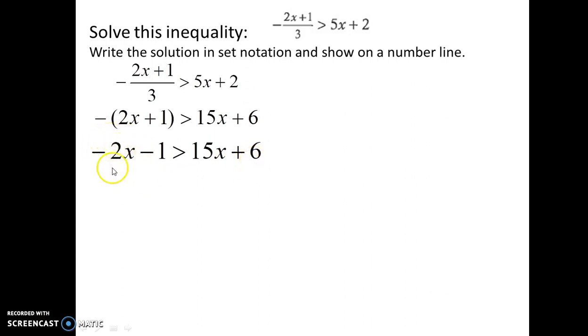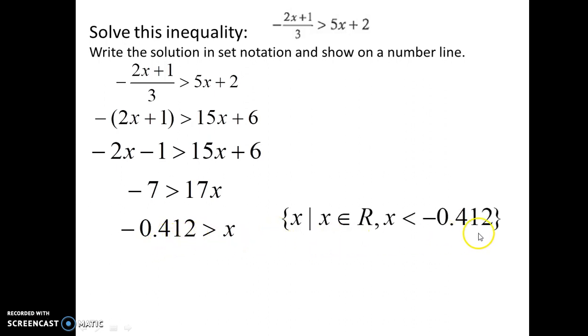Now I'm going to add 2x to get rid of this negative 2x and add it to this side as well. In the same step, I'm going to subtract 6 on this side and get negative 7 here. So again, negative 6 from there, negative 7, and then 2x added to there. Now I'm going to divide by 17, and that as a decimal is negative 0.412.